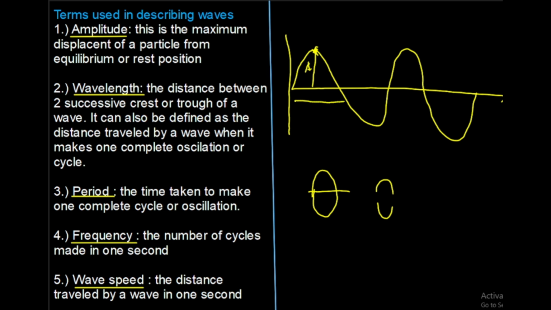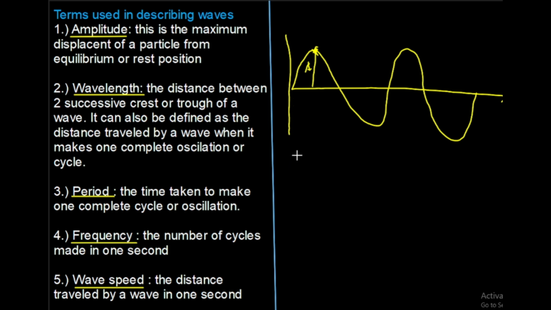So we can say from this point, from the origin, down to this point, we have wavelength also. So wavelength is also the distance traveled by a wave when it makes one complete cycle. So this is one cycle, this is another cycle. In this way we have two cycles: one and then two. This is half a cycle plus another half, giving us one. This is one and a half, and then this is two. So the wavelength can also be defined as the distance traveled by a wave when it makes one complete cycle. Don't forget, the symbol for wavelength is lambda.